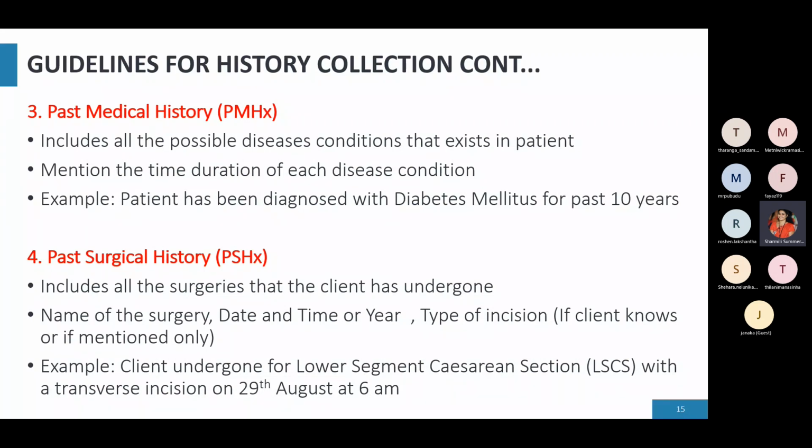Along with them, they may have the clinical records. If it is available along with the patient, then you can check it and include it in your past surgical history. Or if the patient is not aware and you also do not find any records, then under the past surgical history you can write, okay, the patient underwent surgery.